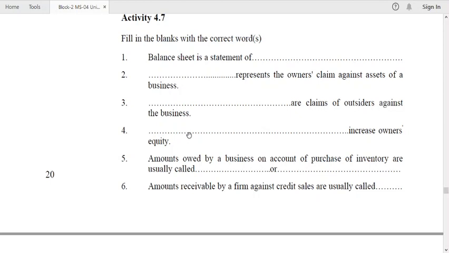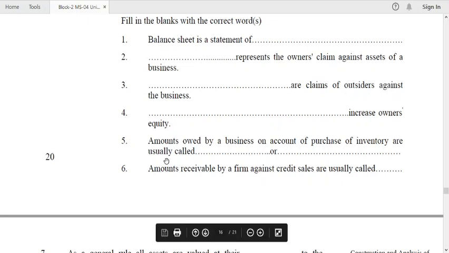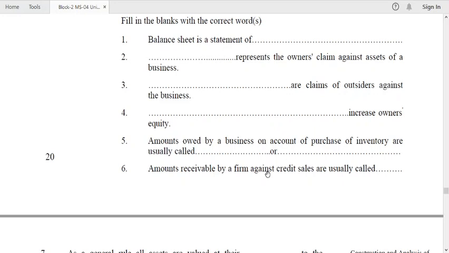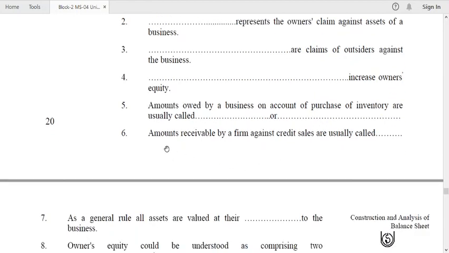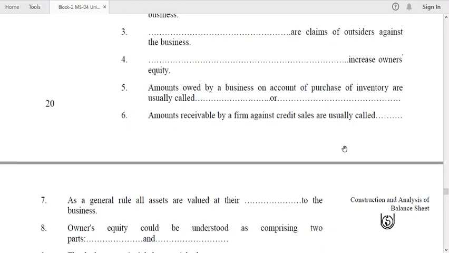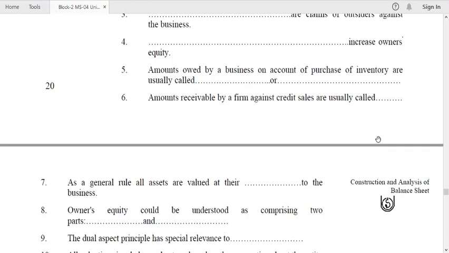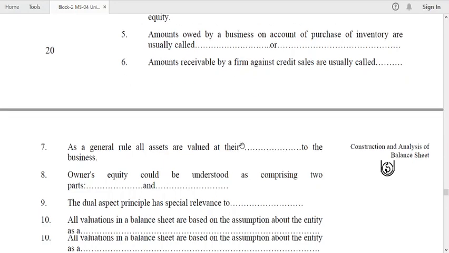Profits: when the company decides not to give the dividends and puts those profits back into the business, then owner's equity will increase. Amounts owed by a business on account of purchase of inventory are usually called sundry creditors or accounts payable. Amounts receivable by a firm against credit sales are usually called, what is this? Sundry debtors. The company has to receive money.